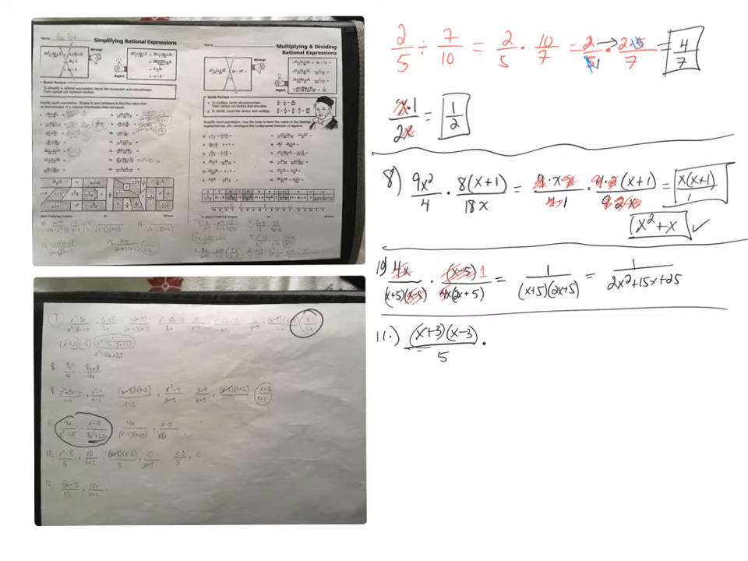In the numerator, we have a 10, which I'll write as a 2 times a 5 to show the factoring, and an x plus 3 in the denominator. So we can cancel out an x plus 3 with an x plus 3, a 5 with a 5, and we are left with simply 2 times x minus 3 in the numerator, and a 1 in the denominator, so we just leave it as 2x minus 6.